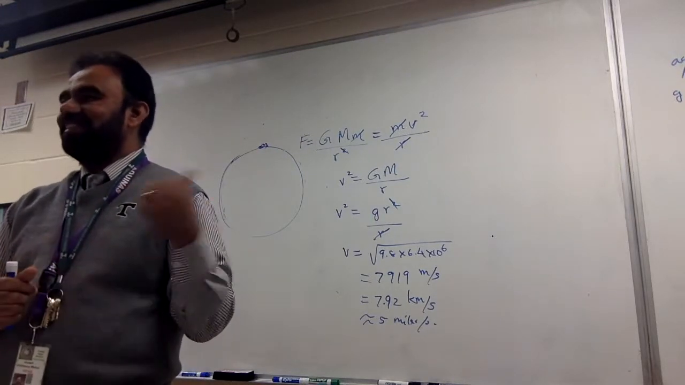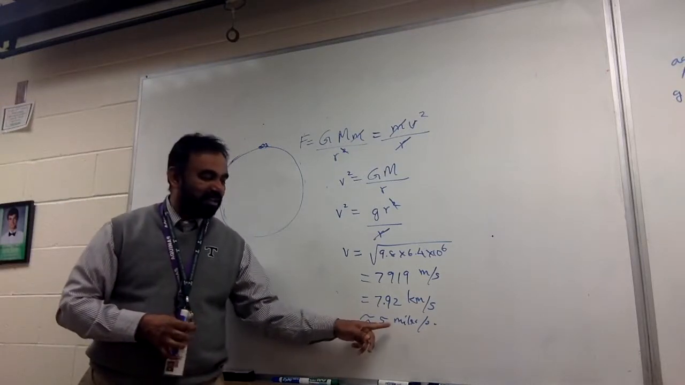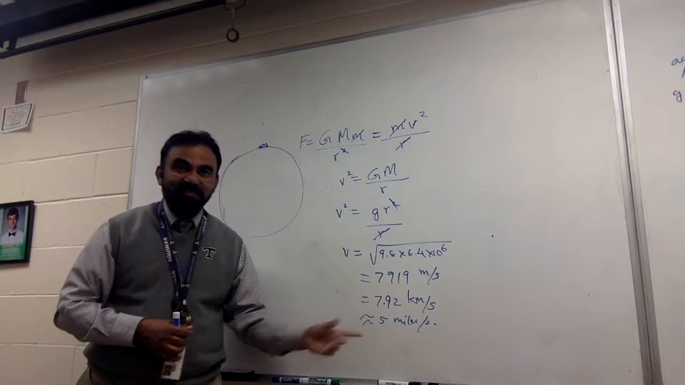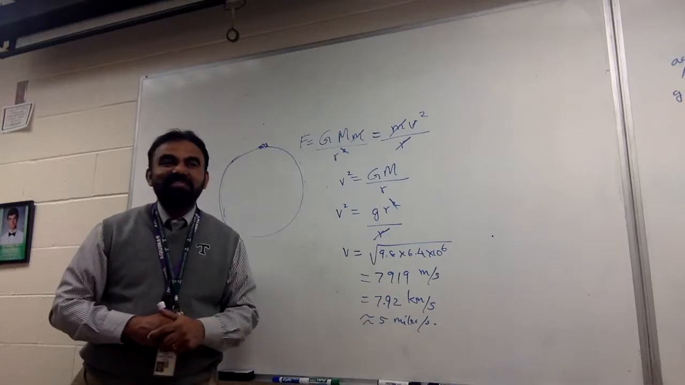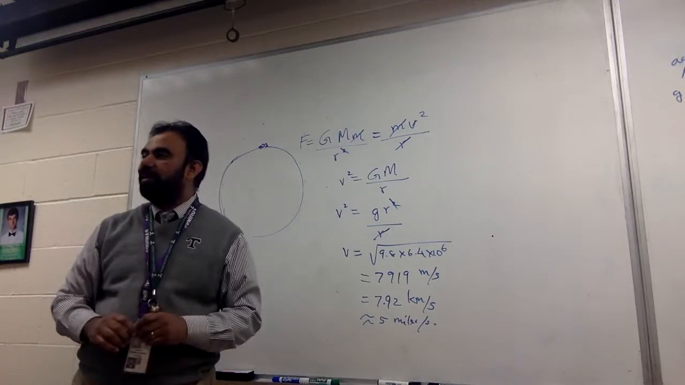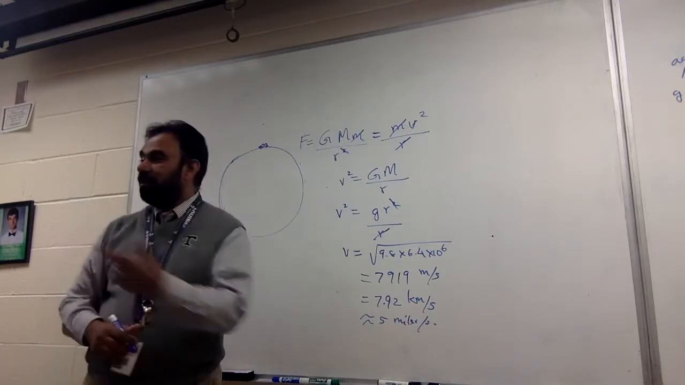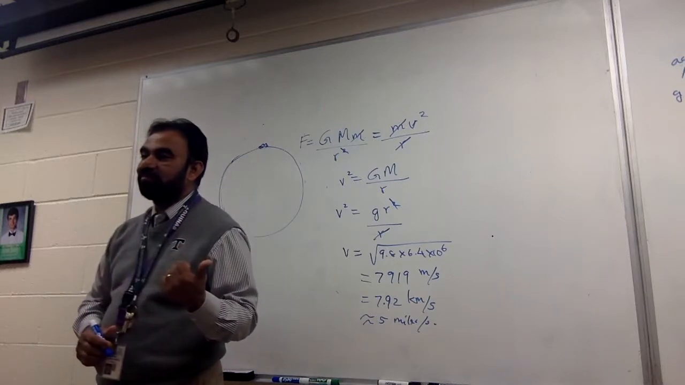Fast. 18,000 miles per hour. This is a speed with which I should drive: not 5 miles per hour, 5 miles per second. If I can move 5 miles in 1 second, that speed will put me in orbit. But the problem is air resistance. I've got a fast speed before.